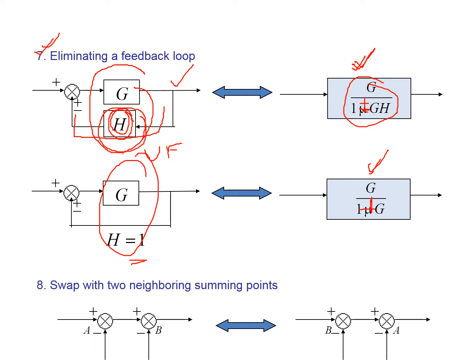And coming to the eighth rule, this rule is very important, that is interchanging two summing points. If two summing points have inputs a and b, and we interchange these two summing points, then the resultant is like this. That is, a is interchanged with b and b is interchanged with a. These are the major rules for obtaining the transfer function for a given system by using block diagram reduction techniques.